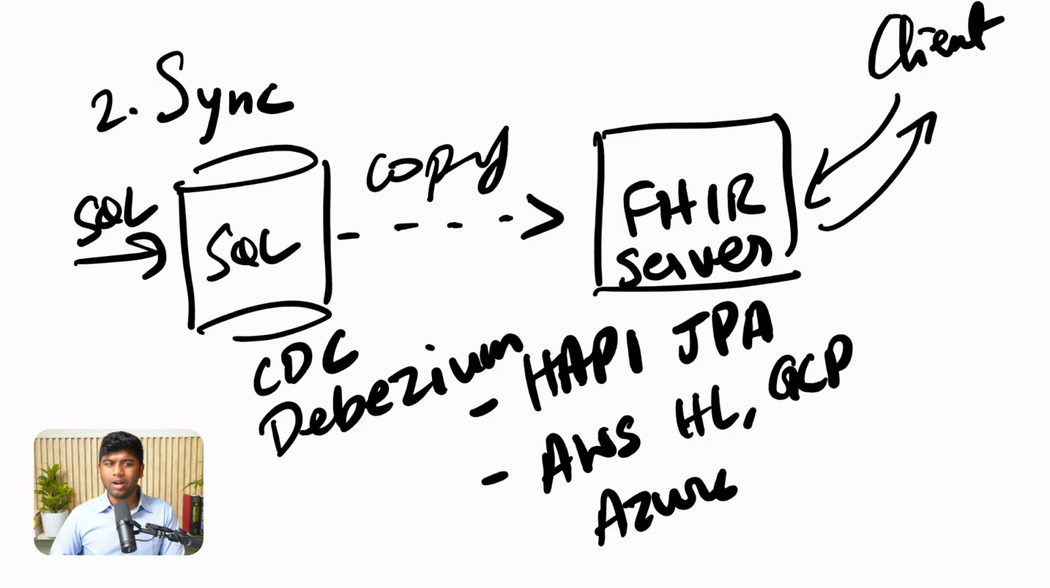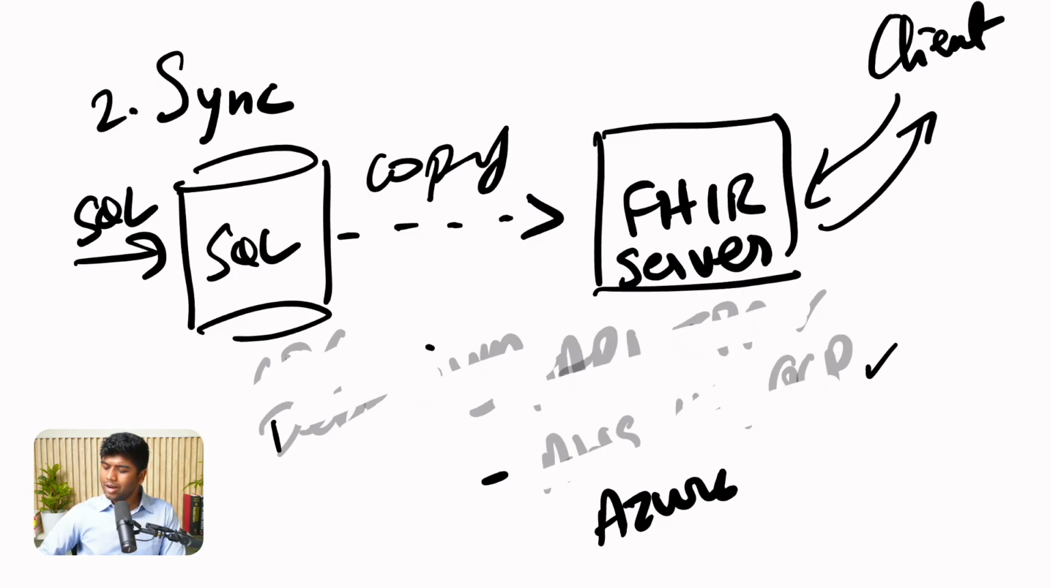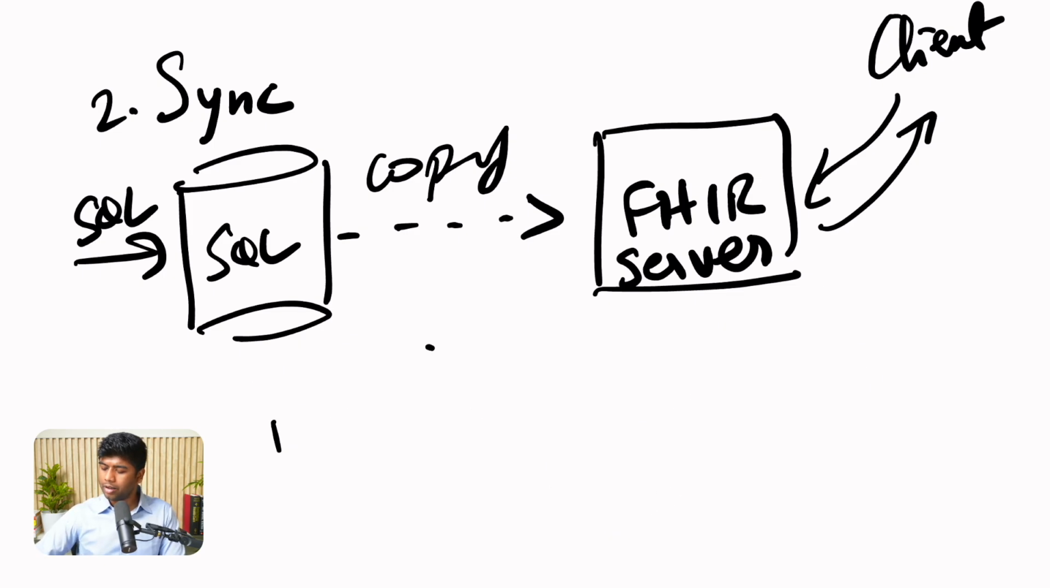Debezium is a really good open source project. And you put it into an open source server like HAPI JPA or AWS Health Lake, GCP, Azure. There is MedPlum, there is Health Samurai. There's a lot of other open source and commercial offerings of FHIR servers. And then you only serve read-only traffic. Now this is super important. This has to be read-only.